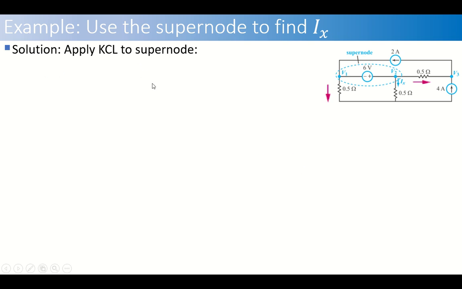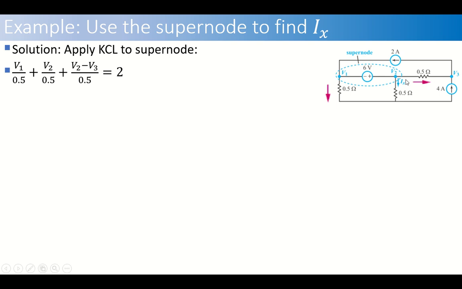So we can apply KCL to the super node. Before applying KCL to the super node, we can see that there are 1, 2, 3, and 4 branches connected. This is outgoing current as seen from the super node, this is outgoing current, and this is outgoing current, and this is the incoming current. So we can say that the sum of the outgoing currents should be equal to the sum of the incoming currents. The current in the 0.5 ohm branch will be V1 divided by 0.5. The current in this 0.5 ohm branch will be V2 divided by 0.5.